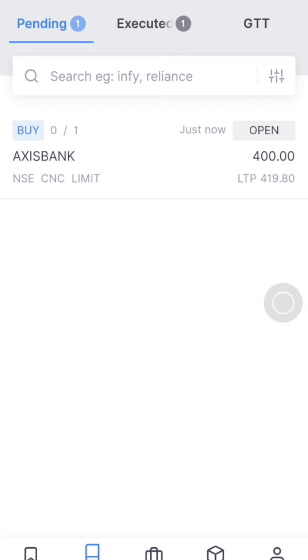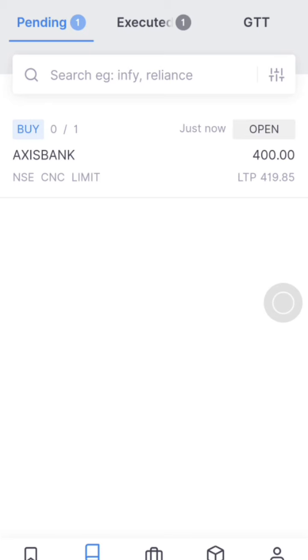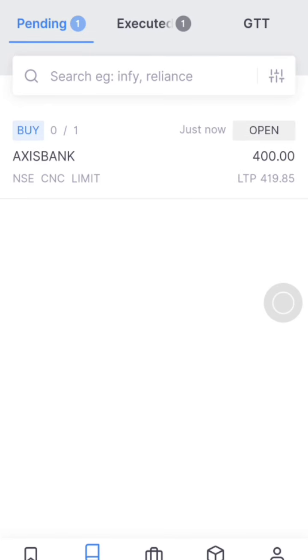So when you go to orders, you can see there is something called pending, there is something called executed, there is something called GTT. Pending means my order is still in pending stage. Okay, because I want to buy Axis Bank at 400, but the current price is going on, so you can see 419. So once it reaches 400, the share will get executed. That's why it's in pending stage. Let's see, we can do one more.